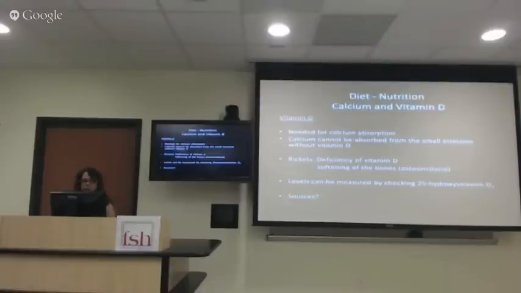So other factors that affect our bone mass: diet, nutrition. Calcium and vitamin D are absolutely essential. We need vitamin D so that we can absorb calcium, because calcium cannot be absorbed from our small intestine if we don't have vitamin D. You may have heard of the condition called rickets. This is severe deficiency of vitamin D in children, and it results in softening of the bones, or osteomalacia. We can check our vitamin D levels, and if it's low, it can be replenished.